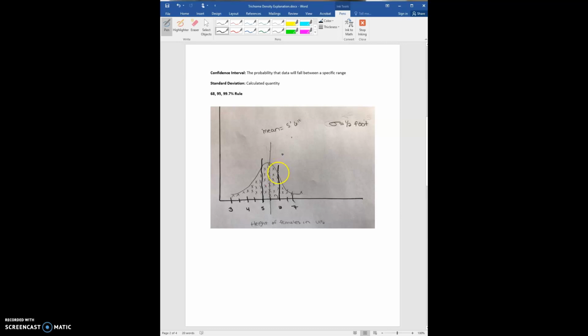And so therefore our first standard deviation is 68% of our population. But we're looking for 95% confidence. So 2 standard deviations is going to be 1 whole foot. If this is a half a foot, well then here's a whole foot. And so this right here is our 95% confidence.